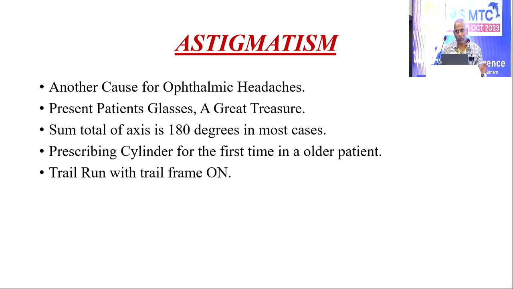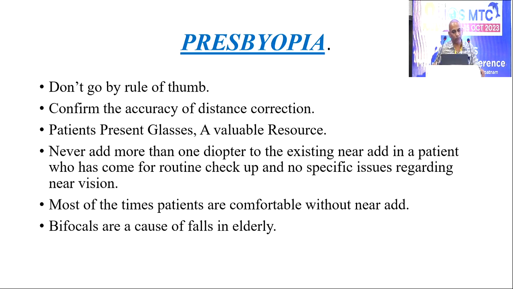When prescribing a cylinder for the first time in an older patient, more than 20 years old, don't give more than 0.75 cylinder. Just adjust the spherical equivalent, keep the trial frame on, and ask the patient to move about in the OPD, and that's called the trial run. If the patient can't accept it then and there, he may not accept it afterwards also.